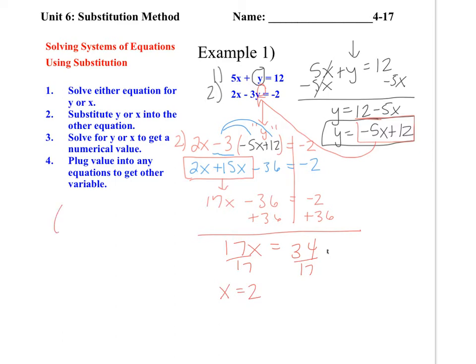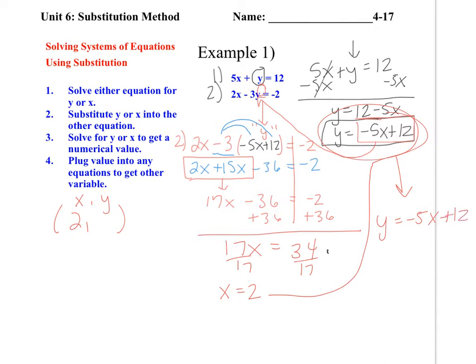All right, now the solution has to have both an x and a y. So the x coordinate is 2. We don't know the y value yet, but we can easily figure that out by taking my equation up here, this one, and every time we see an x, we can replace it with 2. So I'm going to say y equals negative 5 times 2 plus 12. So y equals negative 10 plus 12, which means y has to equal 2. So my solution would be the ordered pair 2, 2.